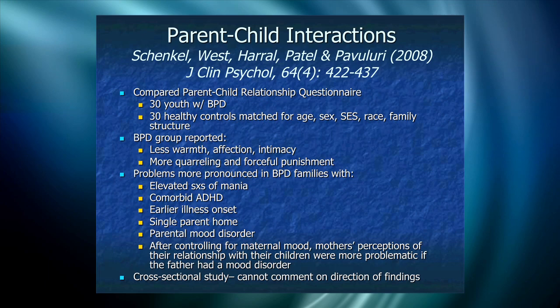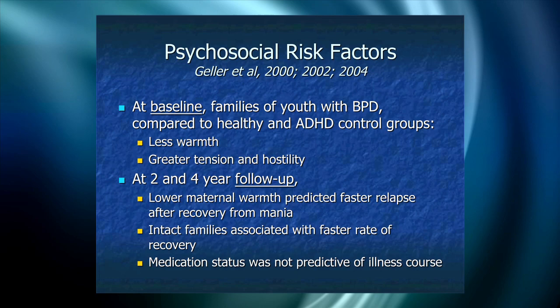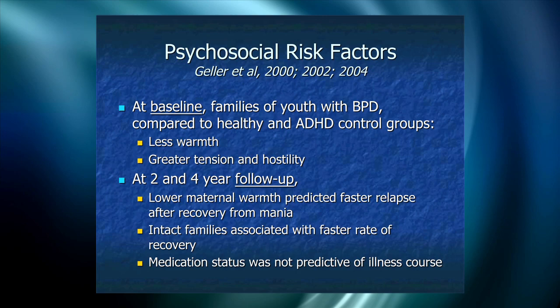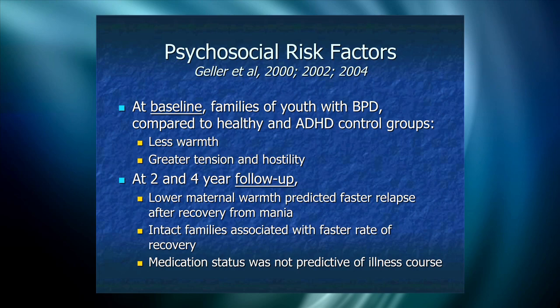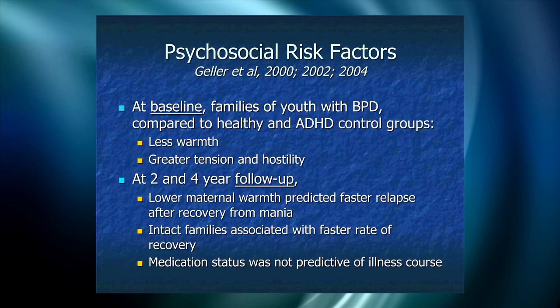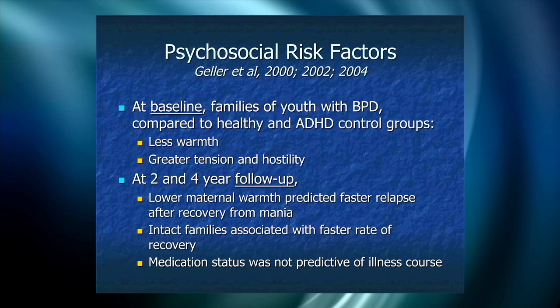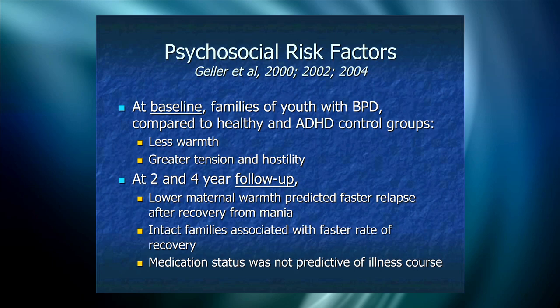The study by Geller et al., where she followed a group of kids with early onset pediatric bipolar disorder compared to kids with ADHD and healthy controls. What she found in the BP group compared to the other two groups was less warmth, greater tension and hostility. Interestingly, she had a very nice naturalistic follow-up of these three groups. At 2 and 4 years follow-up, lower maternal warmth predicted faster relapse after recovery from mania, and intact families were associated with faster rates of recovery. So you're clearly seeing, again, those psychosocial influences on the course of disorder, not the etiology, but the course. And interestingly, medication status was not at all predictive of illness course.